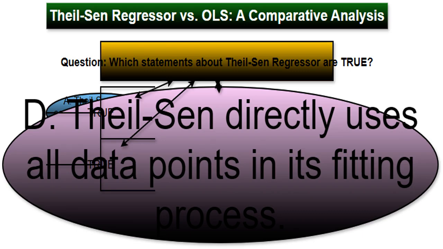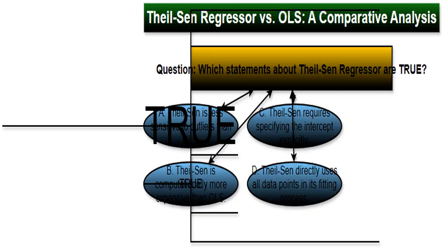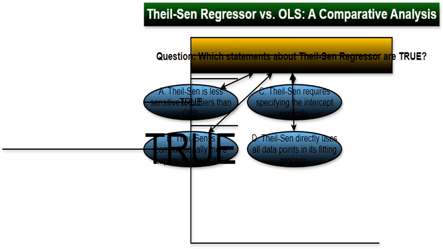This is false. While it considers all pairs of data points to calculate slopes, it uses the median of those slopes for the final fit. It doesn't directly weigh each data point individually. Statement A is true because TheilSen's median-based approach makes it robust to outliers. Statement B is true because calculating pairwise slopes and finding their median is more computationally intensive than OLS.